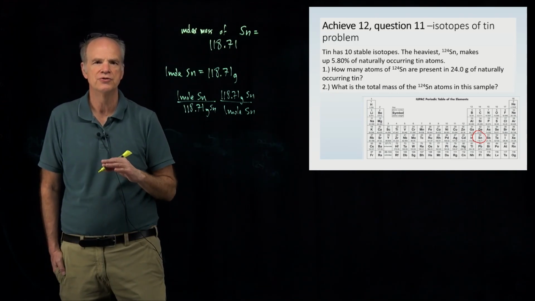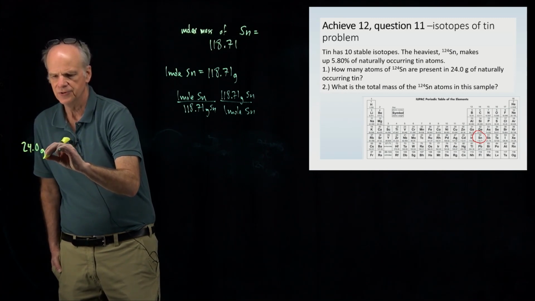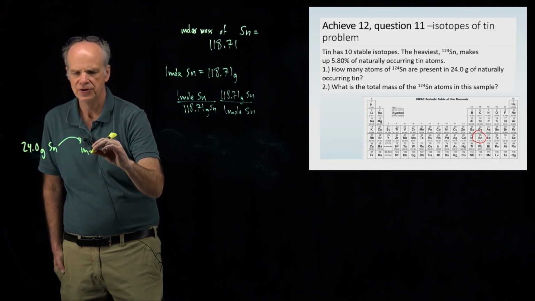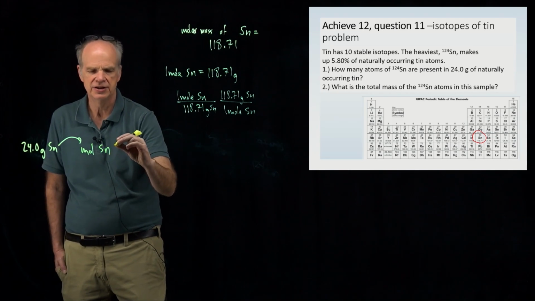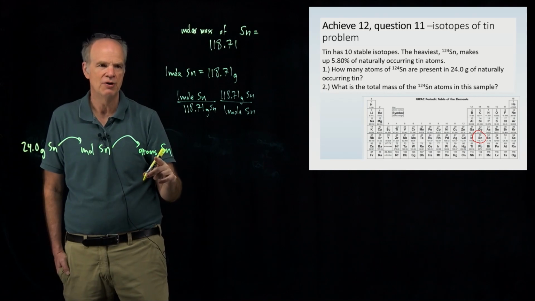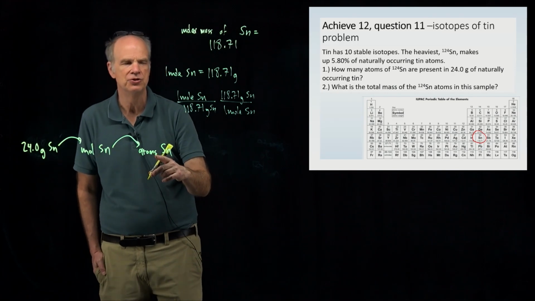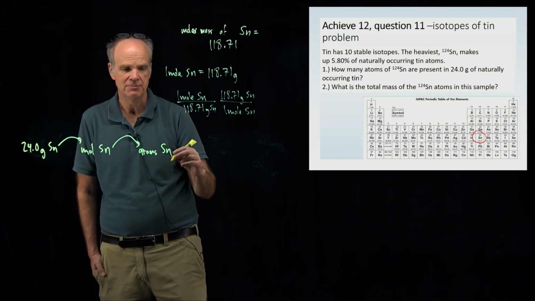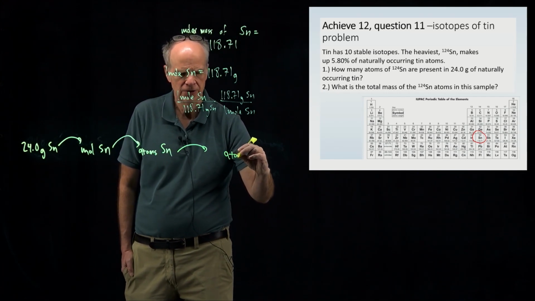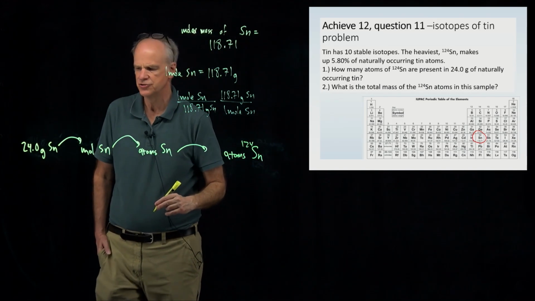Okay, so what I want to do is design a strategy to solve the problem. We're starting out with 24.0 grams of tin. So I suggest that you get this into moles of tin and then get that into atoms of tin. But then, they don't want atoms of tin, they want atoms of a particular isotope of tin. And so what you have to do is, using the percentage that you're given in the problem, convert atoms of tin to atoms of that particular tin isotope. Okay, so let's go ahead and try this.